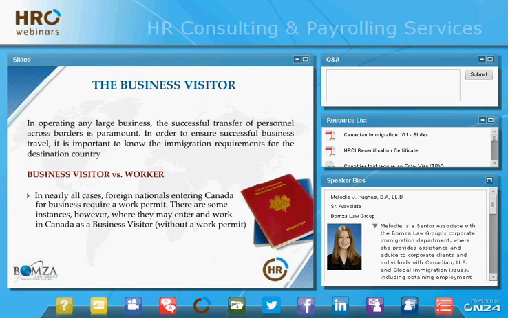After you have determined that the employee can enter the country, however, and associated visa or admissibility requirements have been met, HR must then look to what's needed to authorize their stay and authorize them to engage in the activities you want them to engage in the country. As you're aware, in operating any large business, the successful transfer of personnel across borders is paramount. In order to ensure successful business travel, it's very important to know what the immigration requirements are for that destination country. In Canada, in almost every case, whenever someone is coming into the country for business purposes, they'll almost always require a work permit. With that said, there are some exceptions.